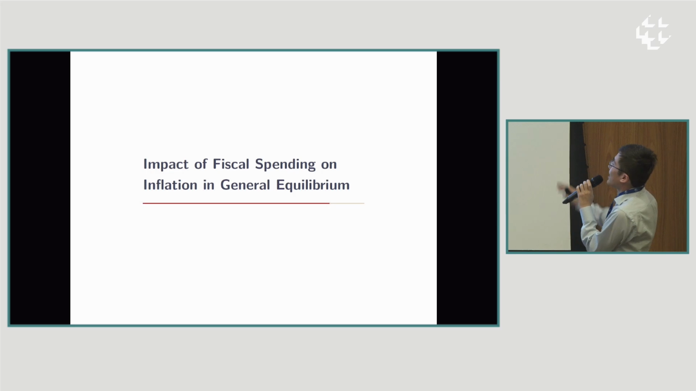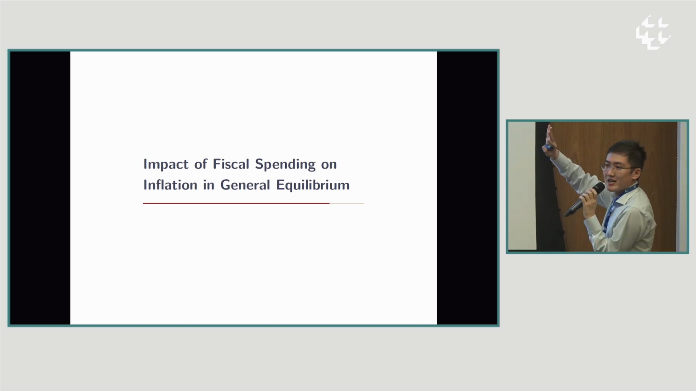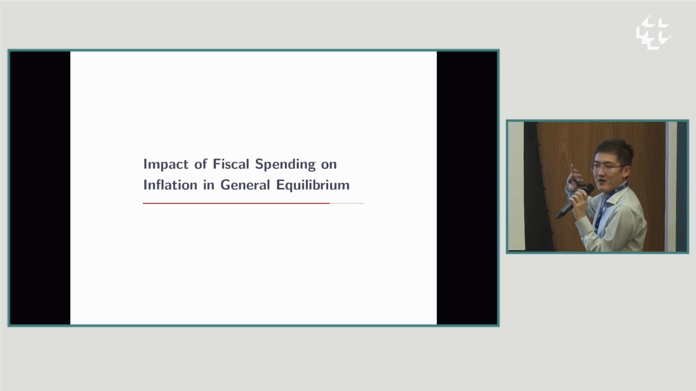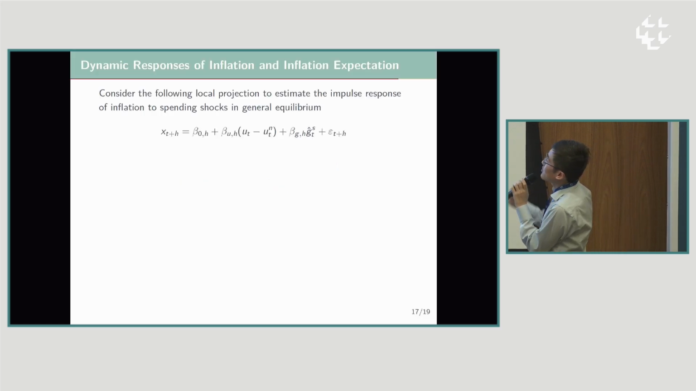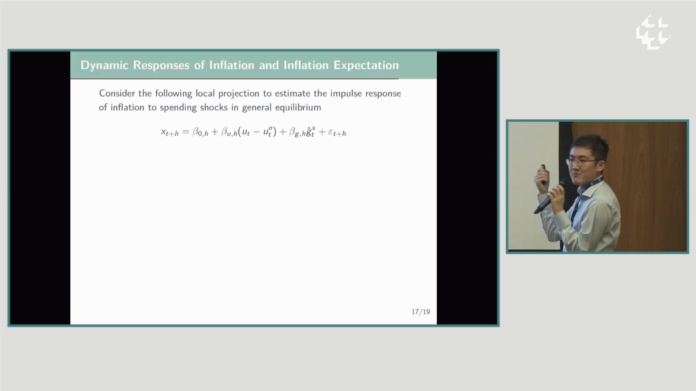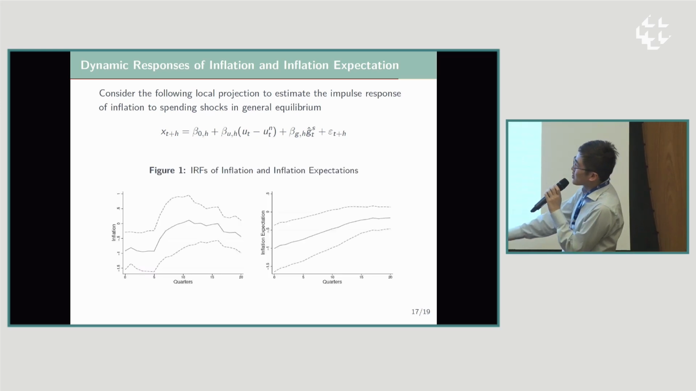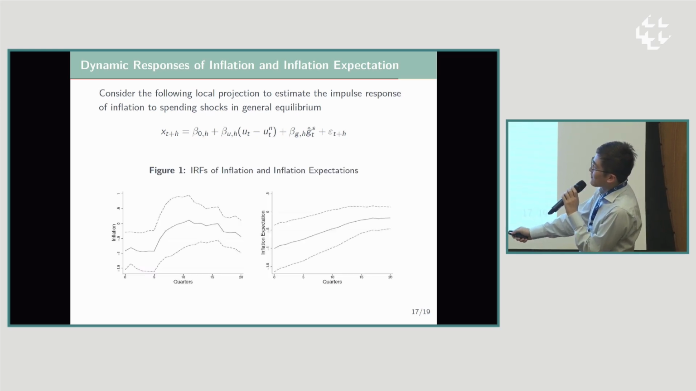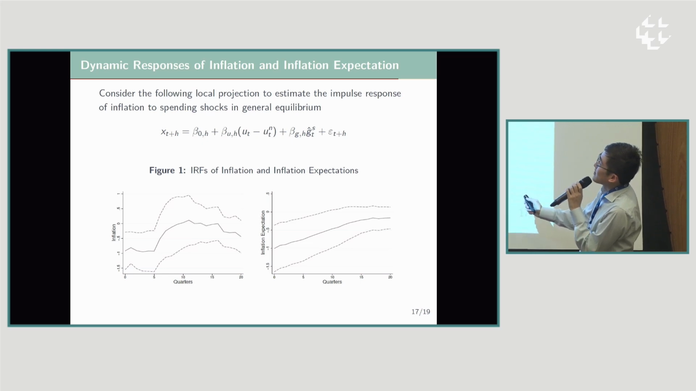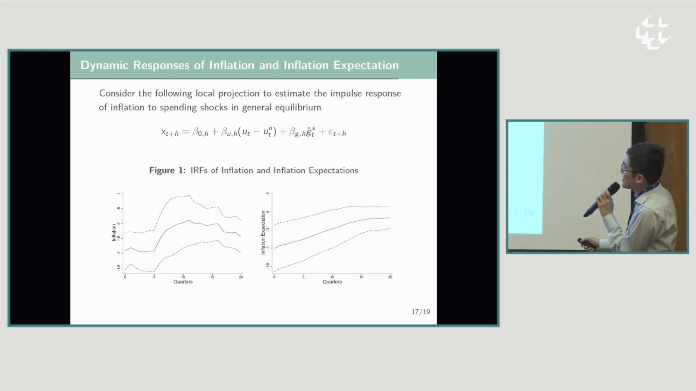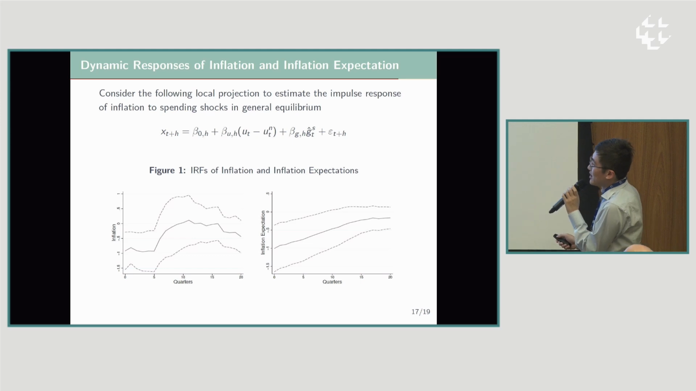Okay, so now, beyond the previous slides on how to understand inflation dynamics derived from the Phillips curve, I show you the response from a general equilibrium perspective. In order to see the general equilibrium, we use the local projection method, which is pretty common nowadays. The left-hand side figure shows the impulse response of inflation to a positive innovation in government expenditure, and the right-hand side shows the inflation expectation response.